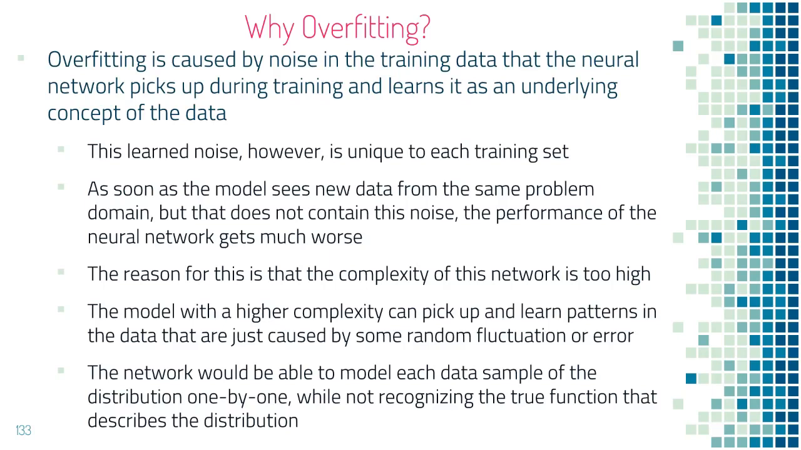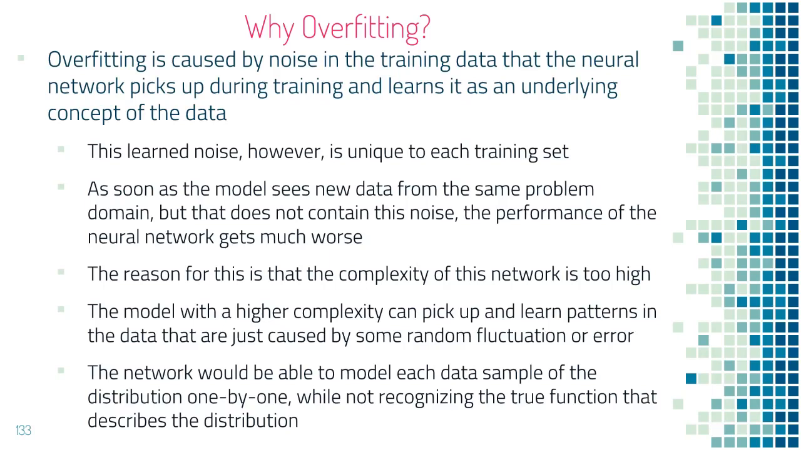This learned noise, however, is unique to each training set. That's what is being illustrated here. So the noise information present in the training set may not be present in the test set. So your model will be finding them differently, and when your model sees the test set, the test set performance will be very poor. As soon as the model sees new data from the same problem domain, it might be the medical domain or the multimedia domain or something else, that does not contain this noise, the performance of the neural network gets much worse.